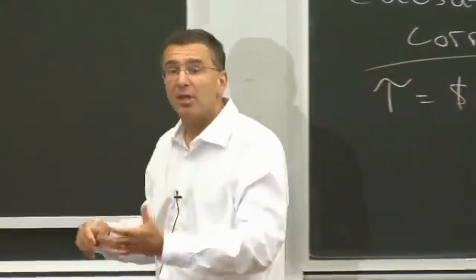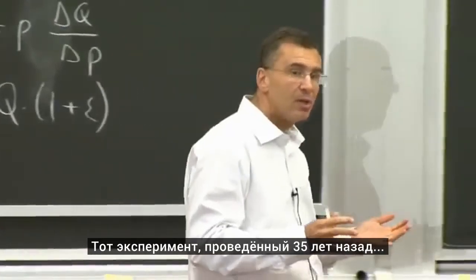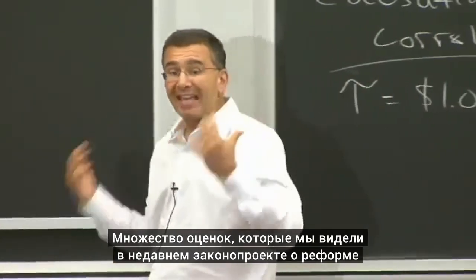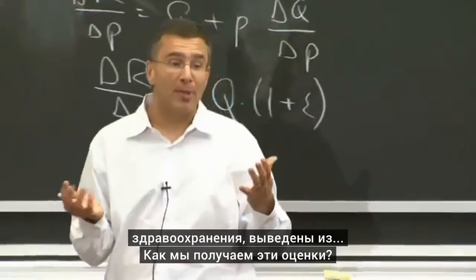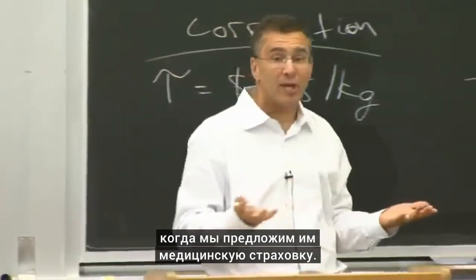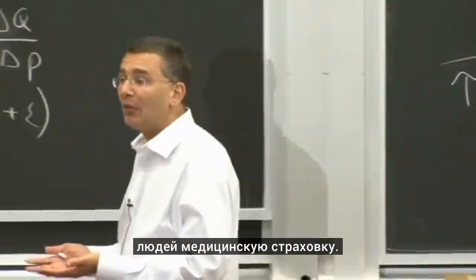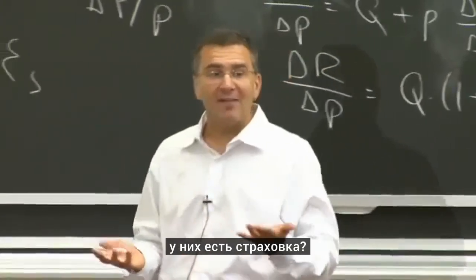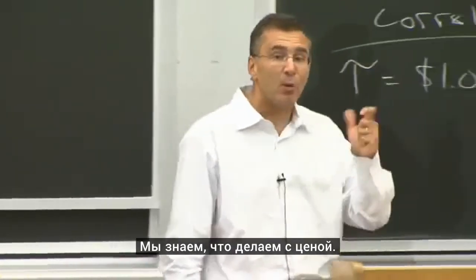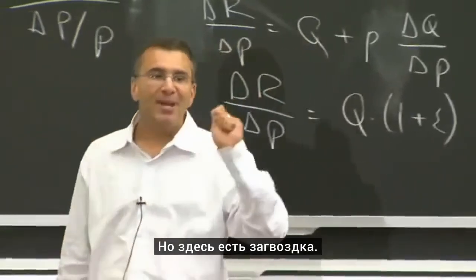That experiment, which was run over 35 years ago now, has become central, and that result drives much of what we do in health policy. So a lot of the estimates that we saw for the recently passed health reform bill derived from that. How do we get that estimate? We have to figure out how people are going to respond with their medical care when we give them health insurance. The recently passed health care bill just gave 32 million people health insurance. Well, how are they going to respond to having health insurance? We go back to the RAND estimates and say, well, we have this elasticity of demand. We know what we're doing to the price. We figure out how much more medical care is going to go up. Okay? But here's the other thing.